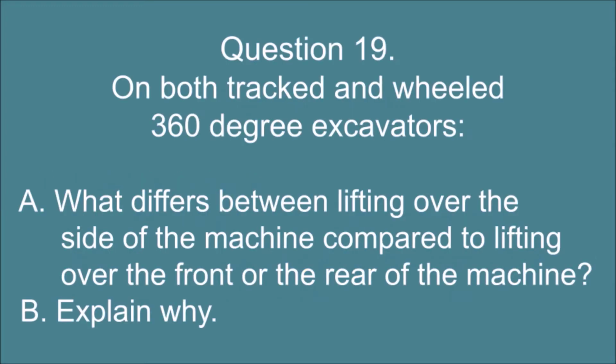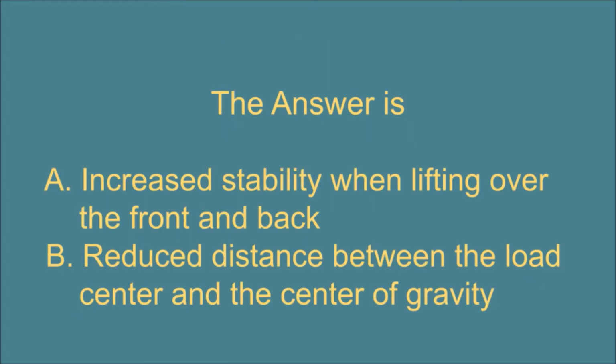Question 19. On both tracked and wheeled 360-degree excavators: A. What differs between lifting over the side of the machine compared to lifting over the front or the rear of the machine? B. Explain why. The answer is: A. Increased stability when lifting over the front and back. B. Reduced distance between the load center and the center of gravity.